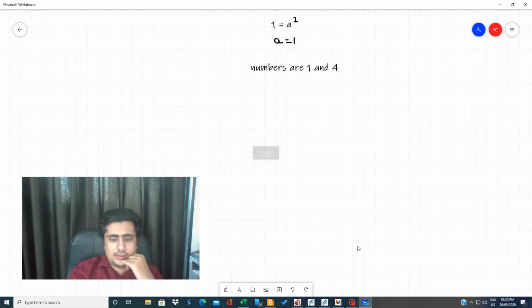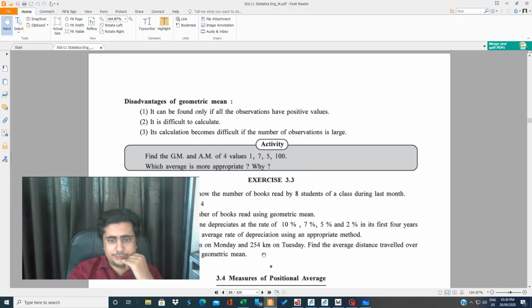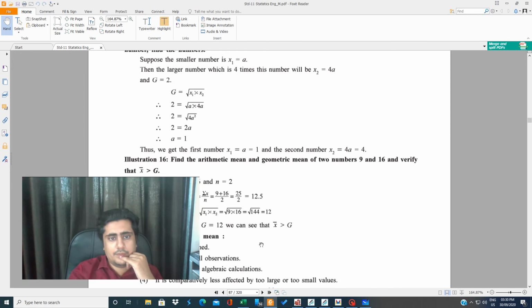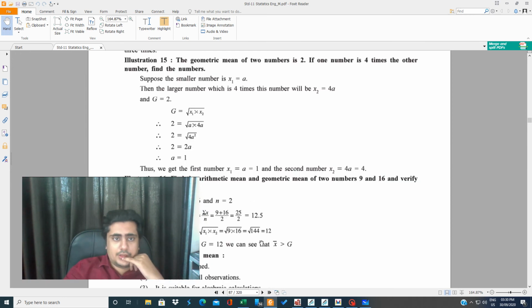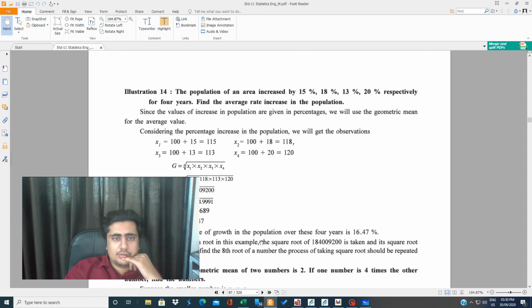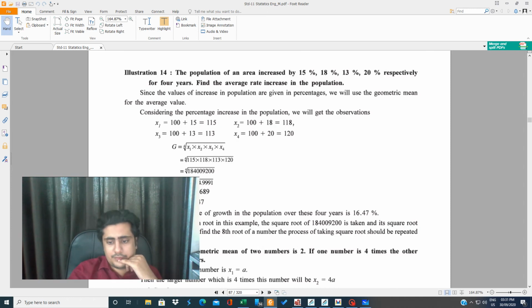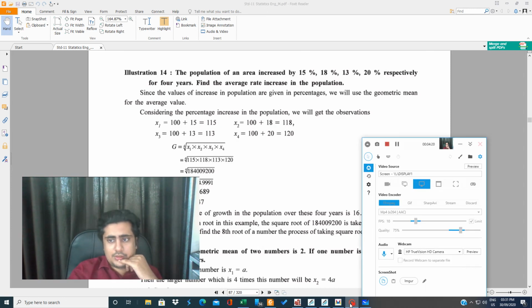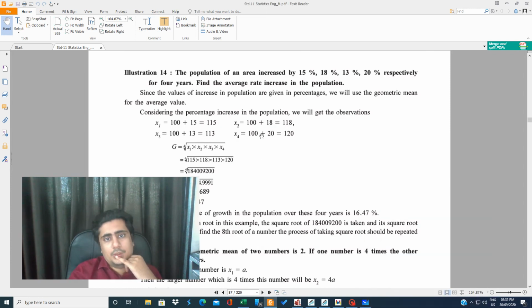Now let us proceed further. Let us solve illustration number 14. The population of an area increased by 15%, 18%, 13%, and 20% respectively for 4 years. Find the average rate of increase in the population.